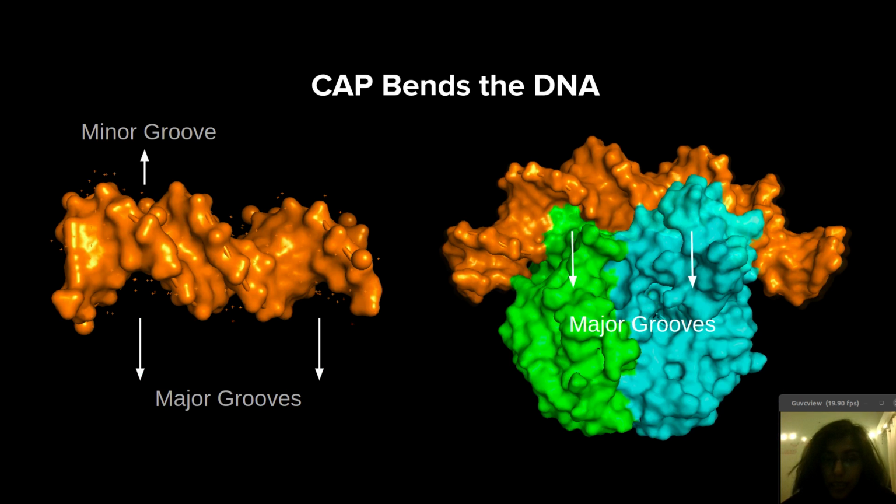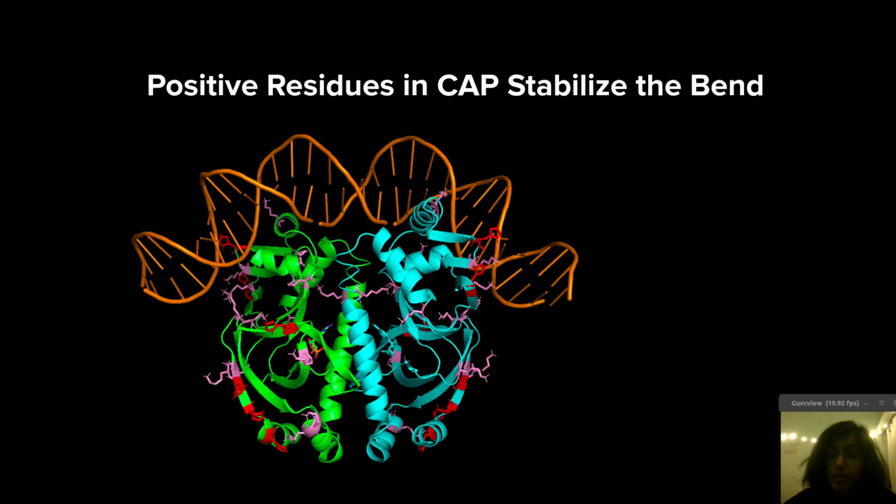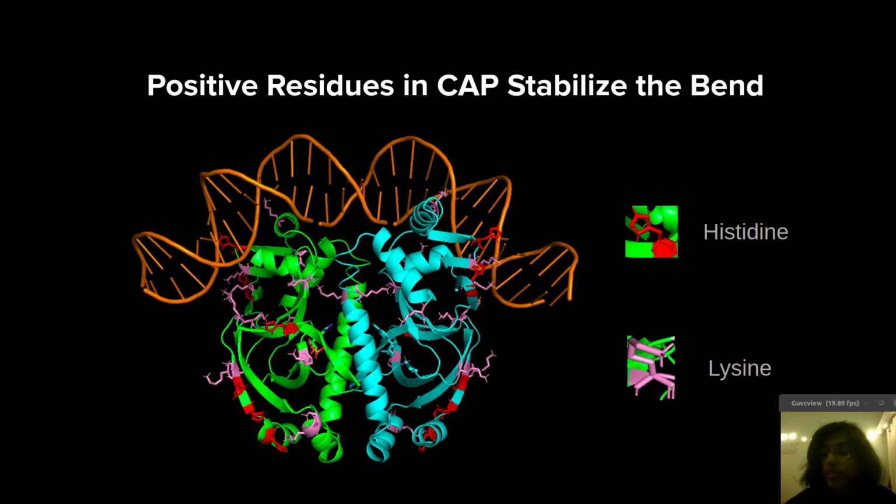It closes the major groove and widens the opposing minor grooves, making the DNA more accessible to the RNA polymerase that it recruits. CAP has many positively charged residues like histidine and lysine, which interact with the negatively charged DNA phosphates and stabilize this bend. Now, this was all about the structure.